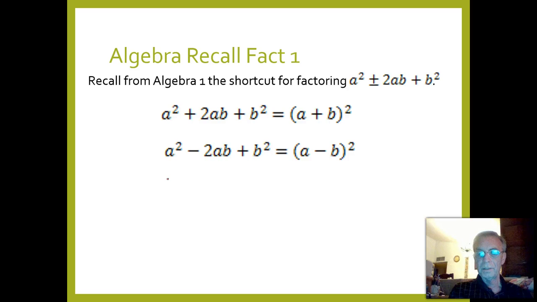Okay, so these two forms give you a pattern. If you notice, it said plus or minus in the thing we were talking about up at the top. The first line is the plus part of that. The second line is the minus part of that. And notice that the sign on the middle term is determined by the sign that's between the two numbers that are being squared.